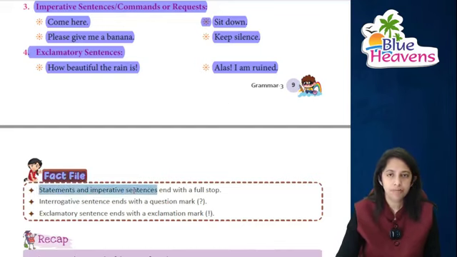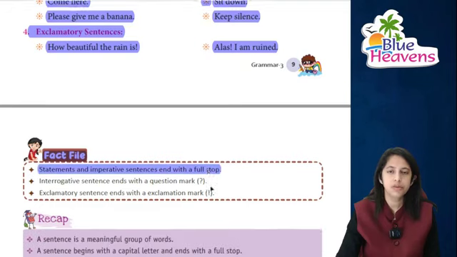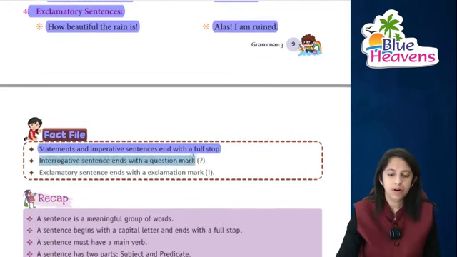Moving on to the fact file. First is statement or imperative sentences जो होते हैं, they always end with full stop, right? Interrogative sentence question mark से end होते हैं, मतलब जो questions वाले sentence होते हैं, और exclamatory sentences end होते हैं exclamation mark से, right?